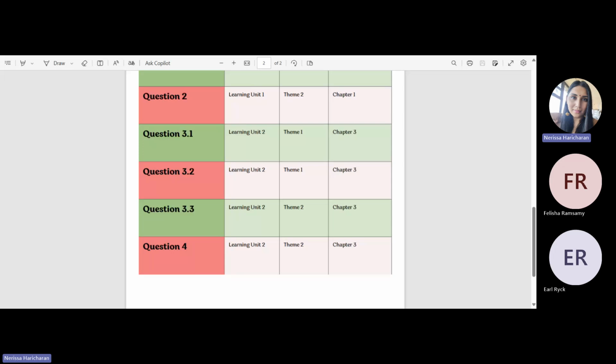There is nothing about a maximum word count, or that it needs to stick within a specific word limit. So please use your discretion. You obviously do not want to write out 10 pages for a 10-mark question. So use your discretion and understanding when you're answering these questions.